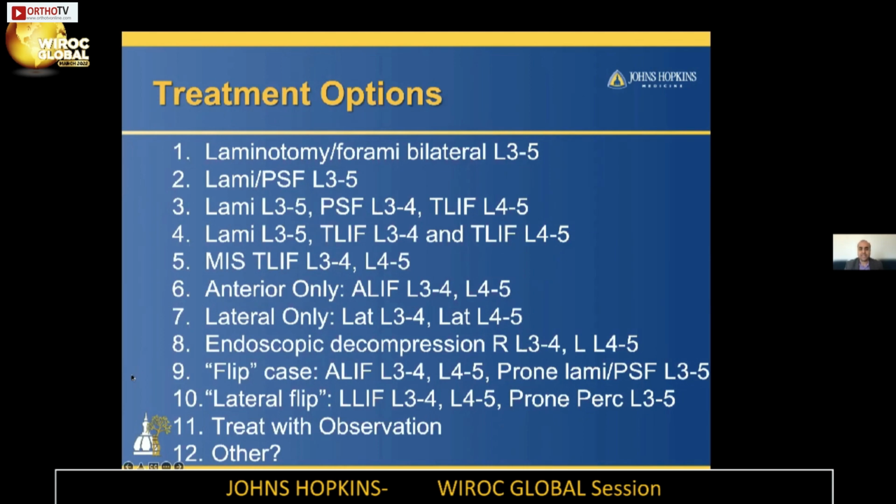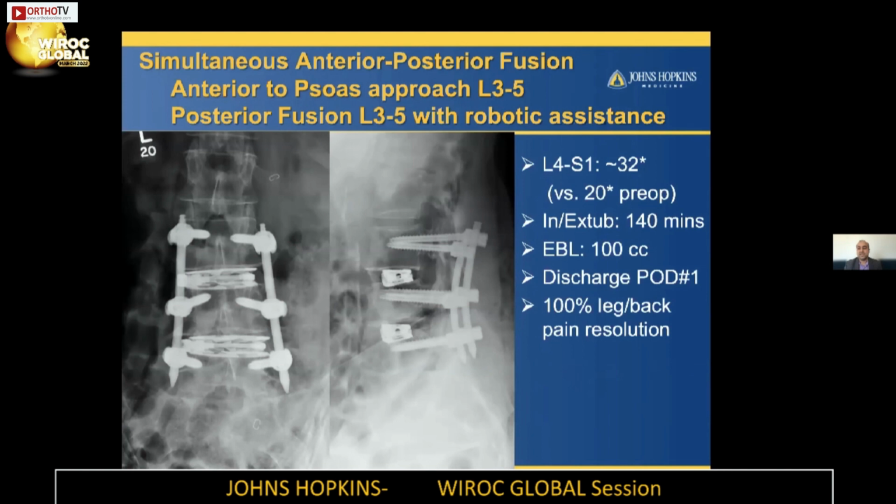And then the other options are doing a flip case, either doing an anterior surgery from 3 to 5 and then flipping and doing a prone, or alternatively doing a lateral flip, where you put the patient in a lateral position first, do lateral interbodies at 3-4 and 4-5, and then flip the patient to a prone position. Or finally, treating with observation, saying okay, we're going to send you to pain management and try more trials of those. So this is what we did.